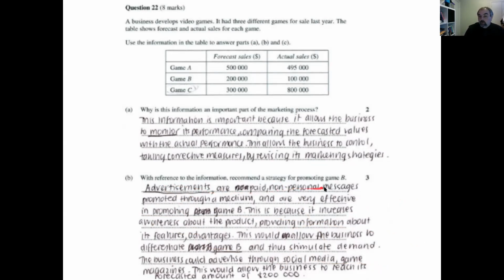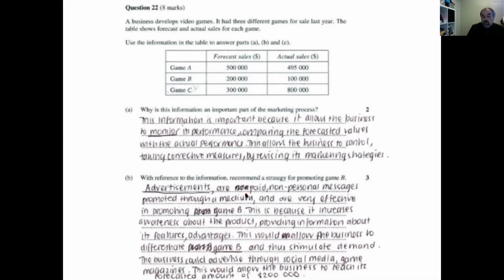Notice how they've answered this. Advertisements are paid non-personal messages promoted through a medium and are very effective in promoting Game B. So not only have we got the strategy, we've incorporated a definition of the strategy, and we've also given a recommendation, saying why it's effective for Game B. Really good start to the answer. This is because it increases awareness. So now we're giving reasons why we're recommending it. This is because it increases awareness about the product, providing information about its features and advantages. This would allow the business to differentiate Game B and thus stimulate demand.